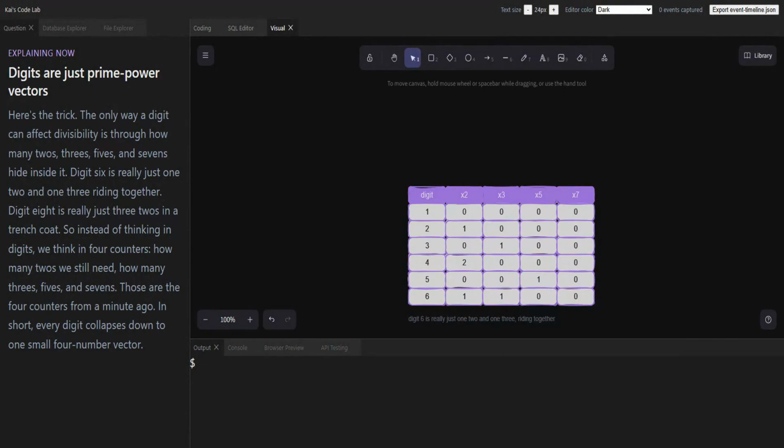Here's the trick. The only way a digit can affect divisibility is through how many 2s, 3s, 5s, and 7s hide inside it. Digit 6 is really just one 2 and one 3 riding together. Digit 8 is really just three 2s in a trench coat. So instead of thinking in digits, we think in 4 counters: how many 2s we still need, how many 3s, 5s, and 7s. Those are the 4 counters from a minute ago. In short, every digit collapses down to one small 4-number vector.